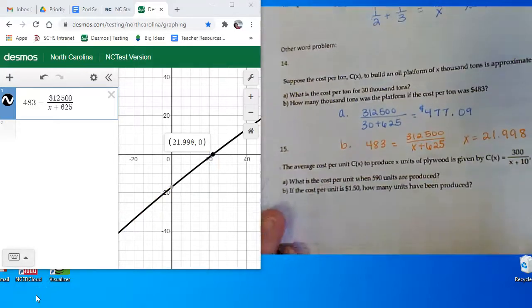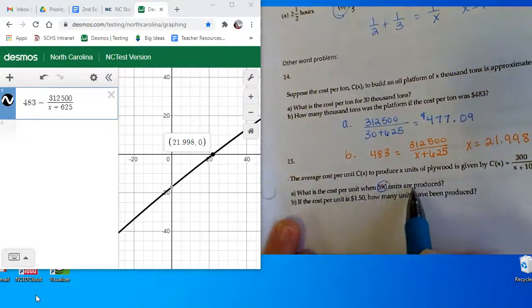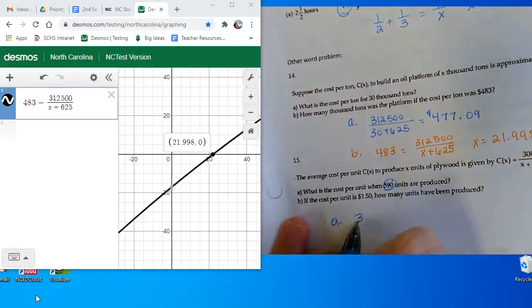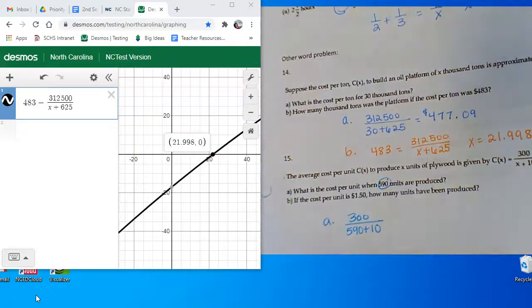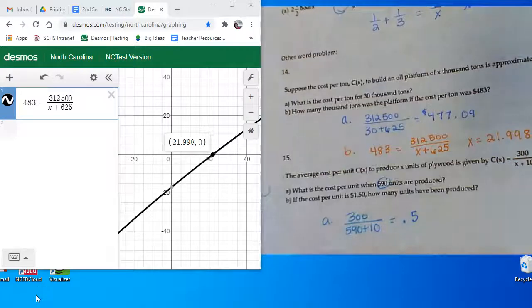Okay, so on the first one where it says, what is the cost per unit when 590 are produced? 590 does stand for X, so you would just put the 590 in the X place, and you would get that. And then once you solve that, you get 0.5, which makes sense because it says cost per unit, and so that means how much does one of them cost. And so that's why it's a small amount.